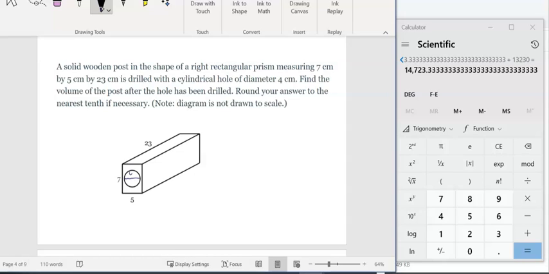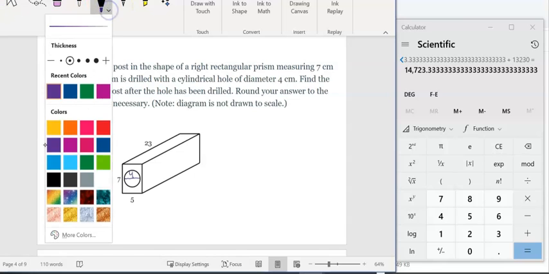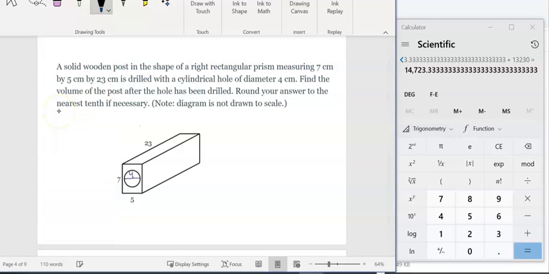So it's important to pay attention. That diameter means it goes all the way across. So to do this problem, I hope you can see that we would have to find the volume of the rectangular prism, and then we're going to have to subtract out the volume of the cylinder in the middle. So first, let's find the volume of the prism.